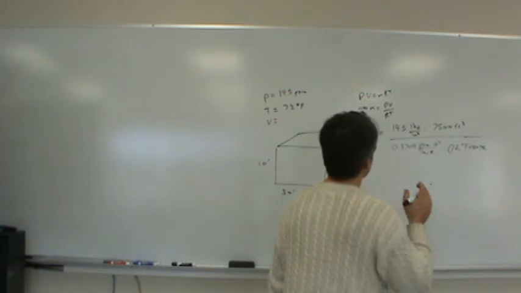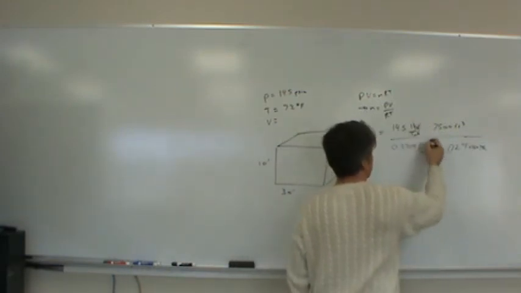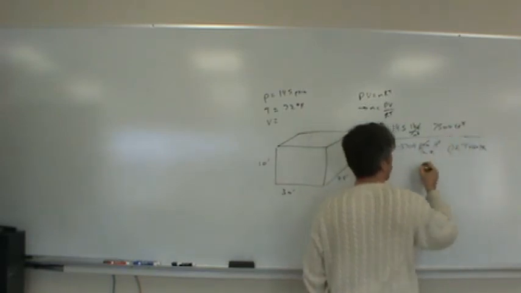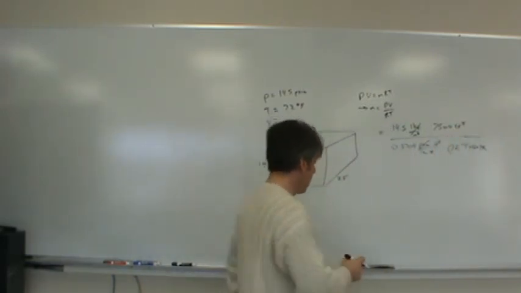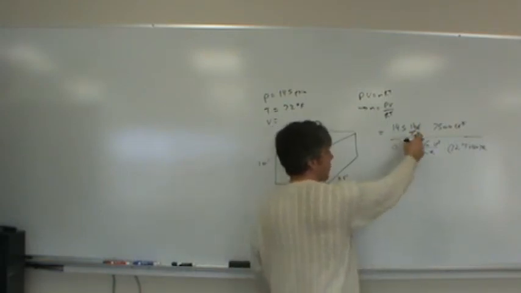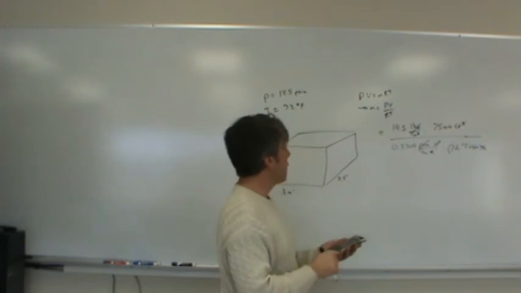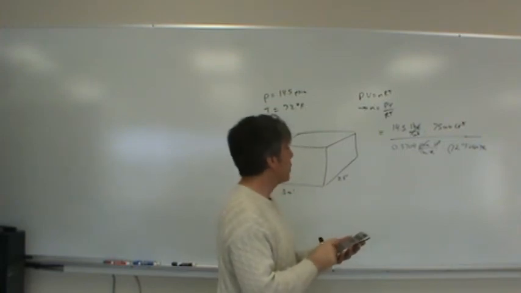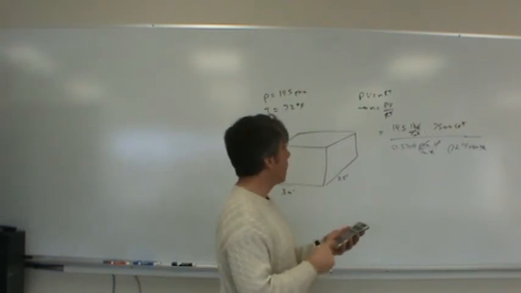Okay? So anyway, all of our units should cancel nicely. Pounds force per square inch go away, cubic feet go away, and we're just left with pounds mass. The Rankine I've already canceled. So notice the pounds mass is in the denominator of the denominator. And so when we plug in all the numbers, we should just end up with pounds mass in the numerator.